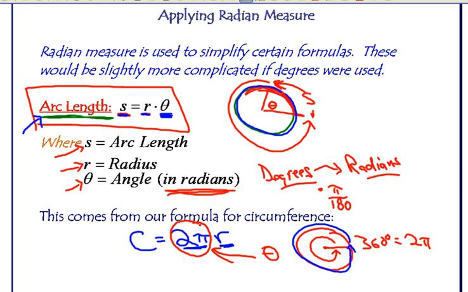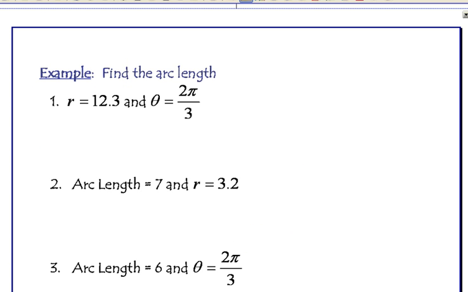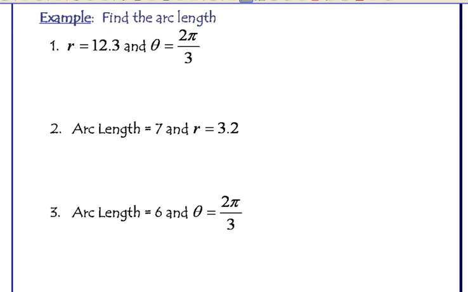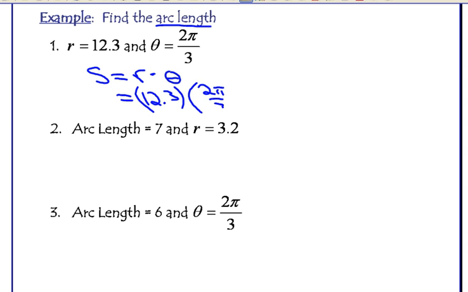And I want to take you through some of the problems now that involve this formula. So let's start with some that hopefully are just nice and straightforward, and then we'll build our way into some that are kind of tricky. So the first question here is find the arc length. You know the formula for arc length: it's the radius times the angle. In this problem, look, they give you the radius, 12.3. They give you the angle, 2 pi thirds. And it's a simple matter of just multiplying these two numbers, 12.3 times 2 pi thirds.